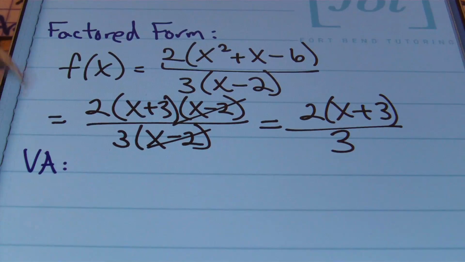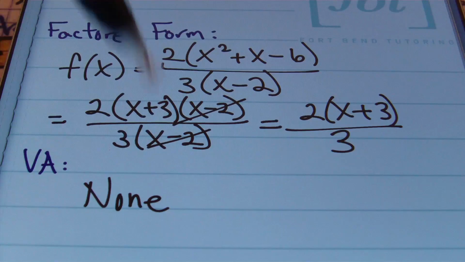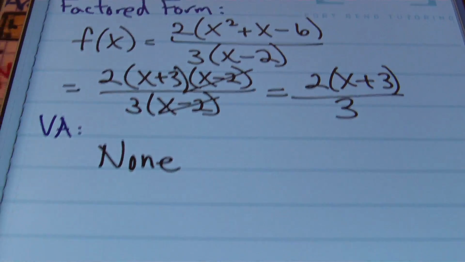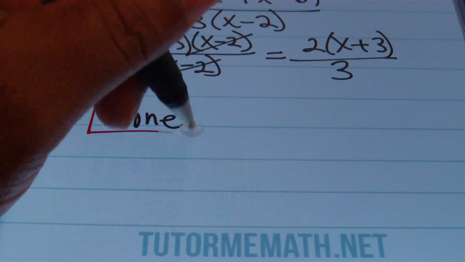So as far as the vertical asymptote is concerned for this problem, you're going to put this answer right here. You're going to say none. You don't have any vertical asymptotes in this equation. Nope, not for this rational function. I'm going to put a red box around this, because this is the answer.